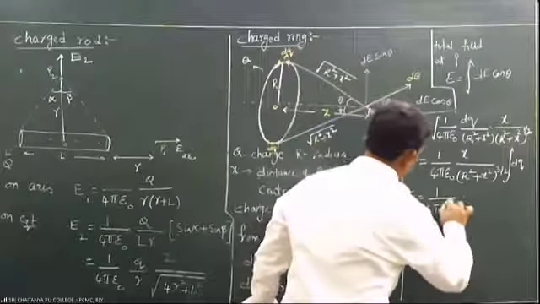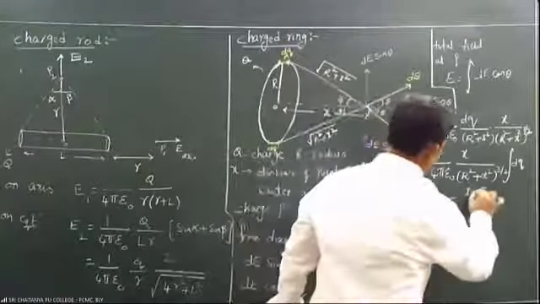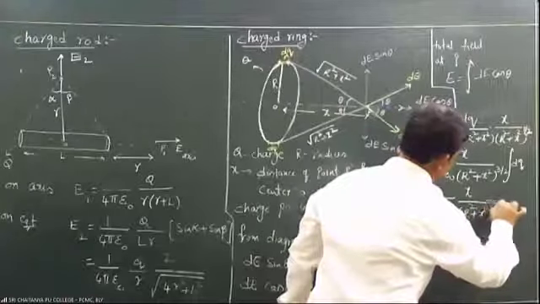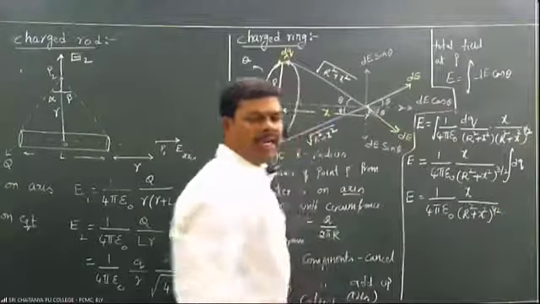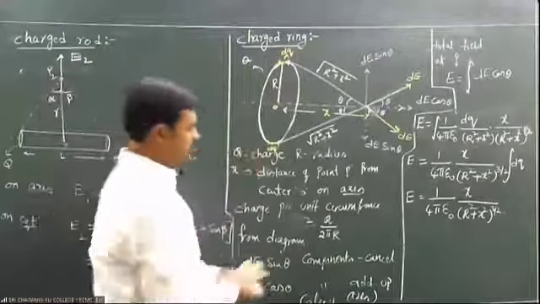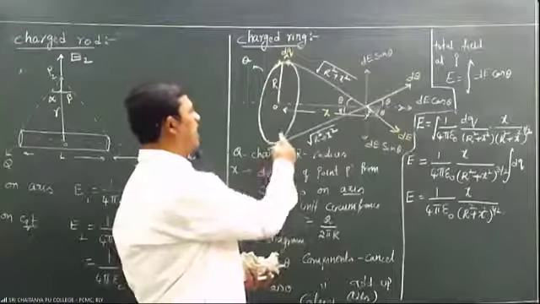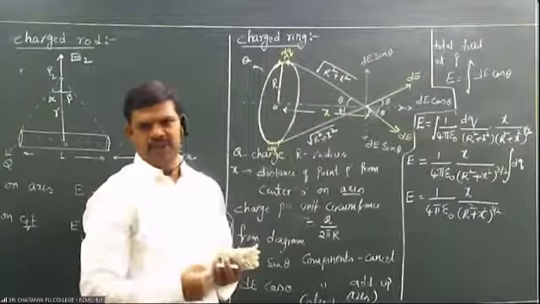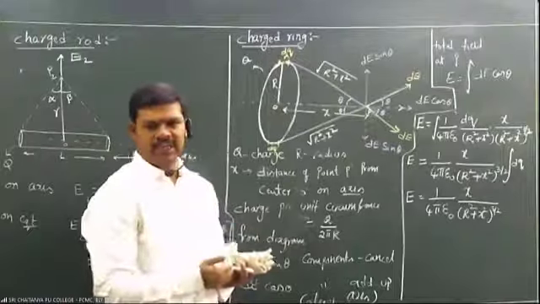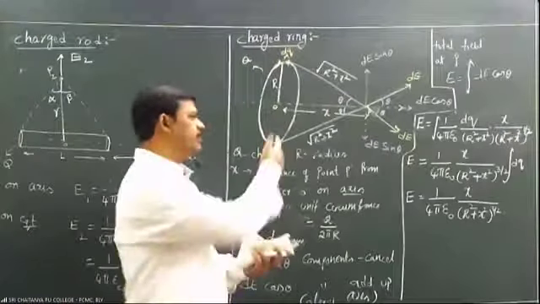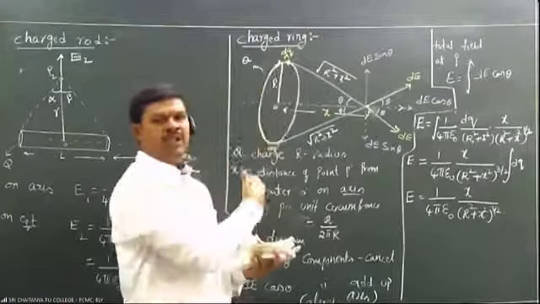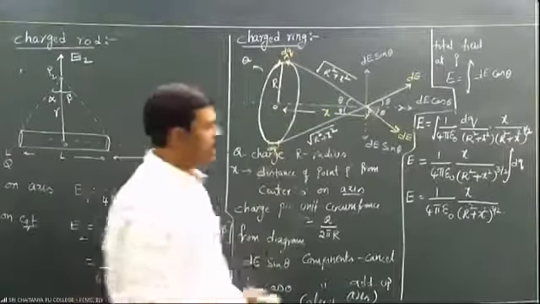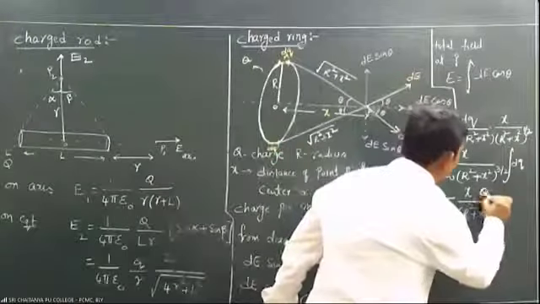1 by 4 pi epsilon naught x by r square plus x square whole power 3 by 2, integral of dq. See this diagram? If we add all those dq's, what do we get? We get the total charge. dq is a small part of the charge. Integral dq means add all those dq's. If we add all those dq's, what we get is Q. So integral of dq is equal to q.